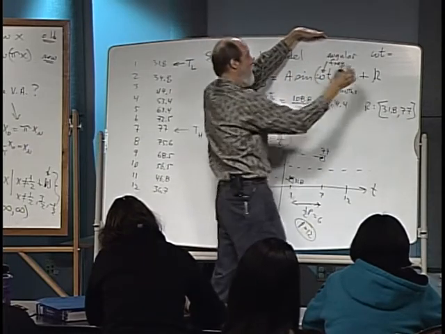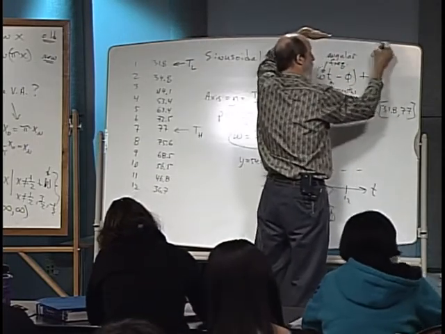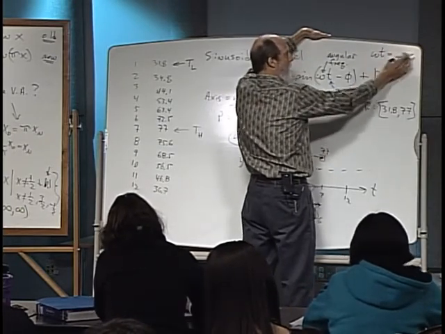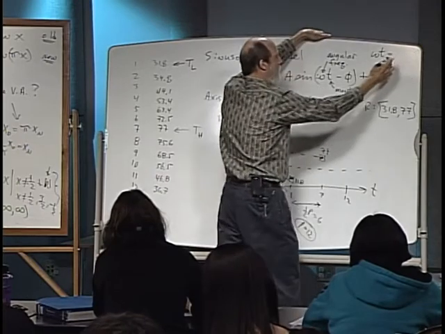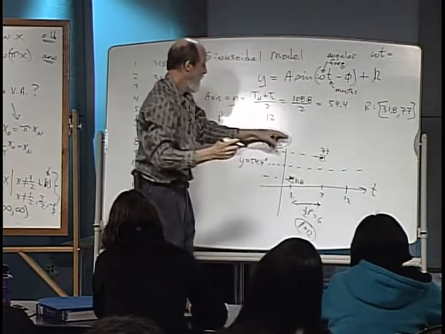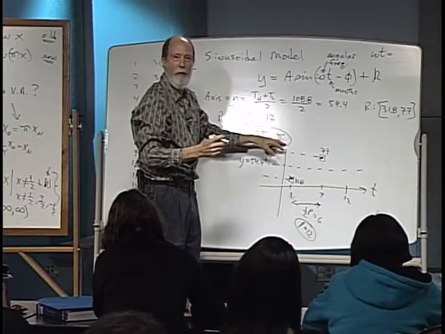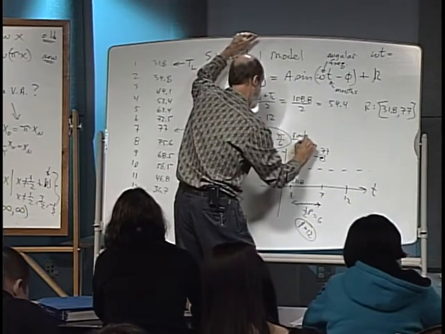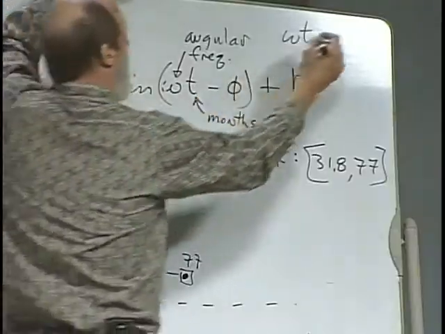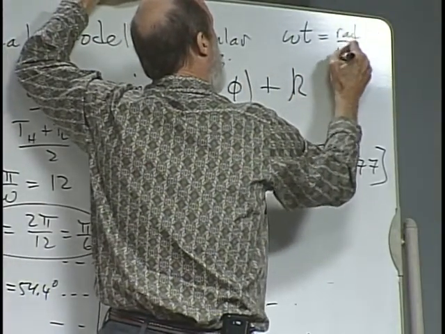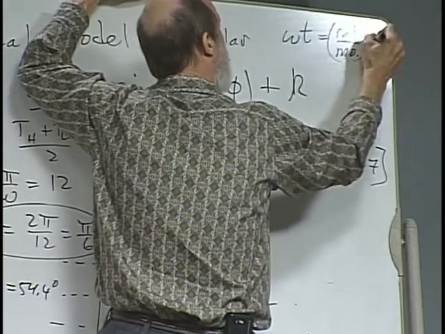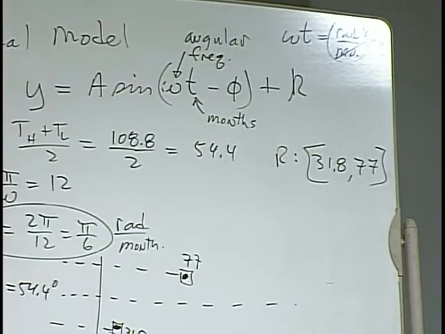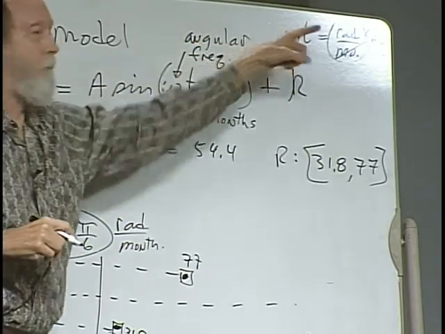And so if that whole thing is going to be some angle, like theta or something, and time is in months, then omega must be in radians per month. Radians per month, so that when you multiply radians per month times months, you get an angle.